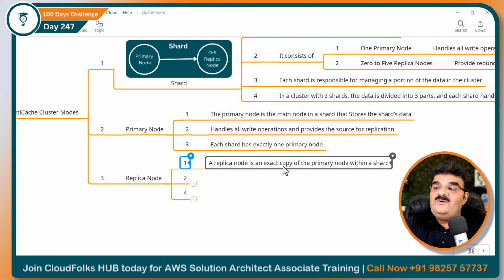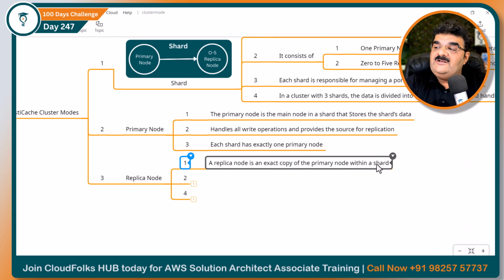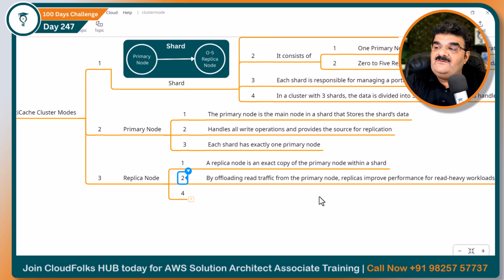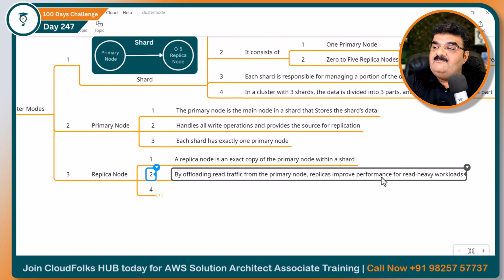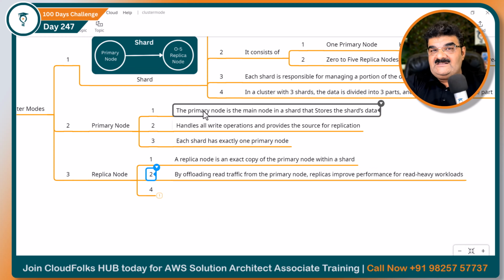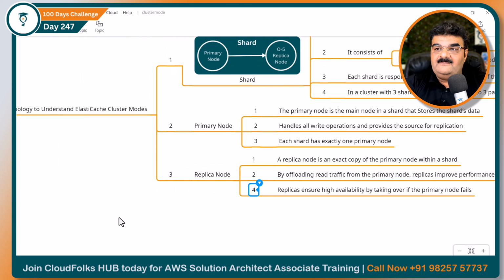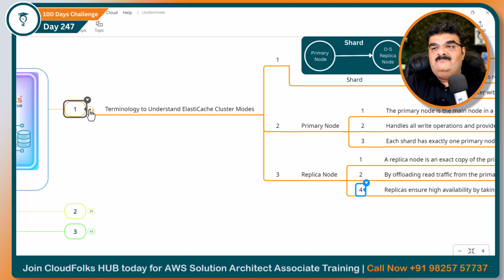A replica node is an exact copy of the primary node within a shard. By offloading read traffic from the primary node, replicas improve the performance for read-heavy workloads. So a replica is not just a standby, right? It also improves performance, and yes, a replica ensures high availability by taking over if the primary node fails, right? So now your concept of a shard is 100% clear.